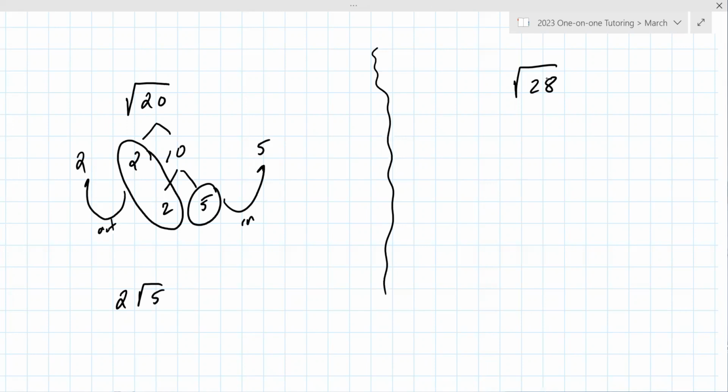I got 2 square root of 7. Perfect. Very good. All right. So that moves us to a new type of problem here, like the square root of 45.